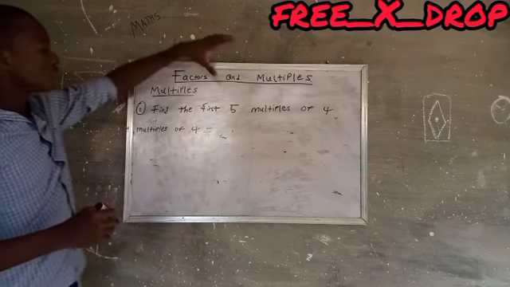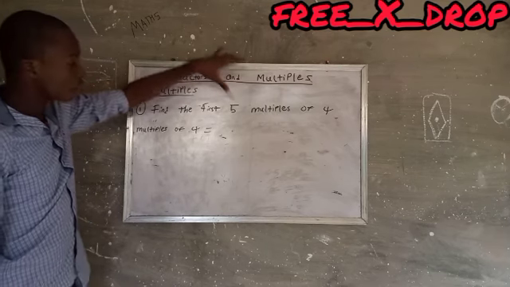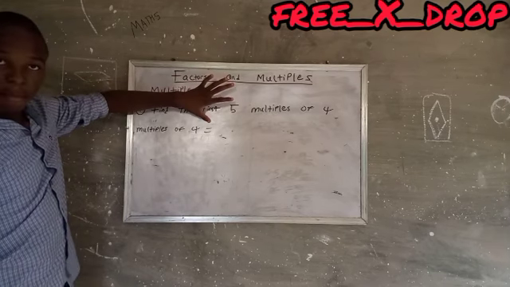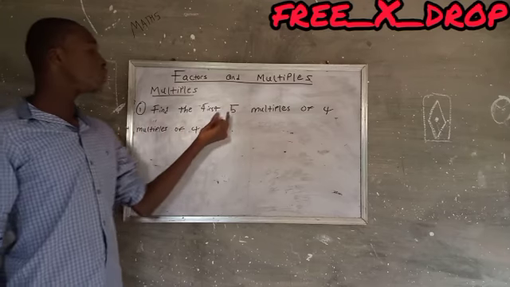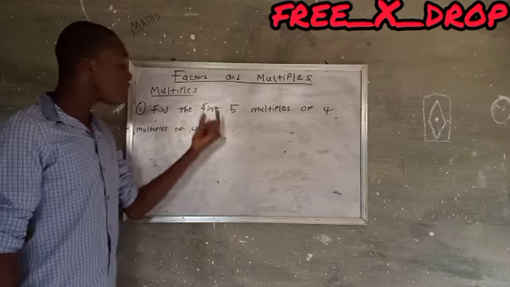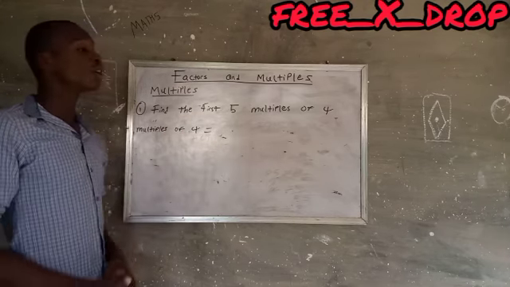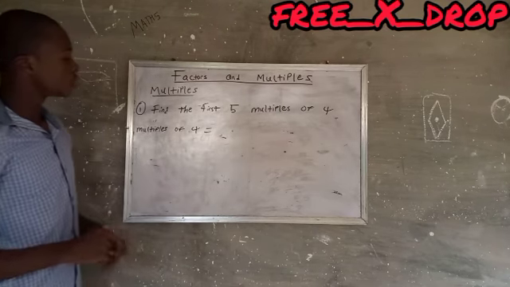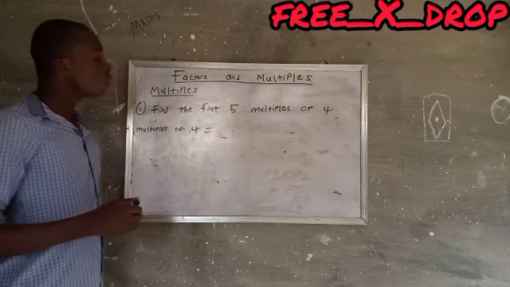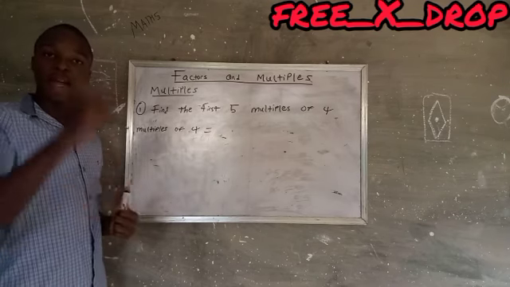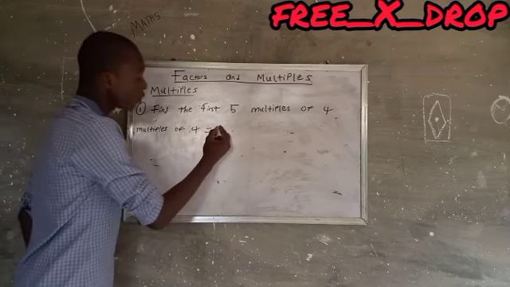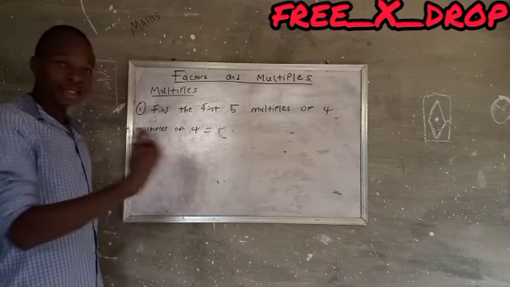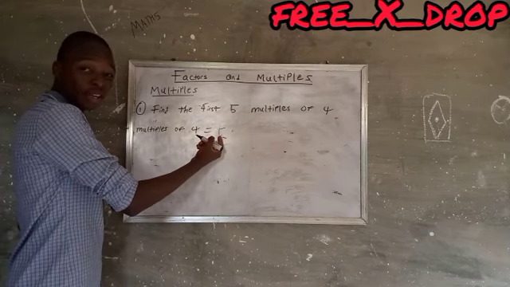Now, what did they say you should do? They said find the first 5 multiples of 4. Meaning, they need only 5 answers from you. The first 5 answers you get, that's what they need. So they don't want you to start adding and adding and adding until you fill your books. No. They just said find the first 5. I told you the first multiple of a number is that number. So the first multiple of 4 is 4. And then you continue. This is already one of your answers.